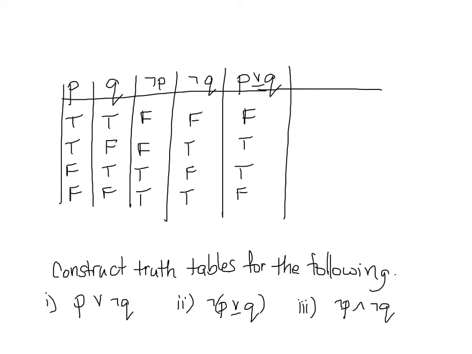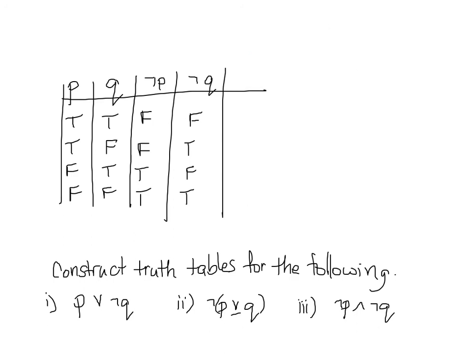Now, because we have that in parentheses, P or Q but not both, and that's negated, everything will be the opposite of what we just did. So we're looking at this column, which is our P or Q but not both, and we're negating it. It's the opposite. So we have true because that's false. We have here false because that's true, false because that's true, and true because that's false. And that is our answer to part 2.